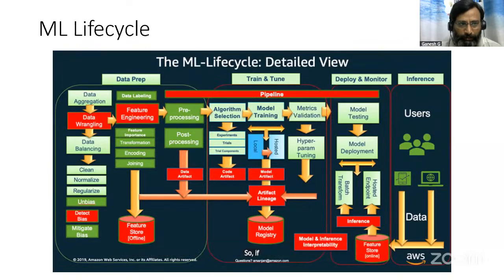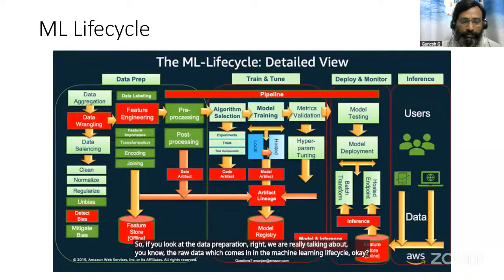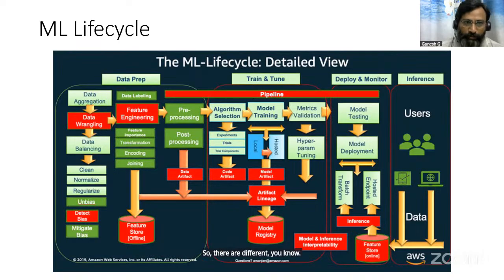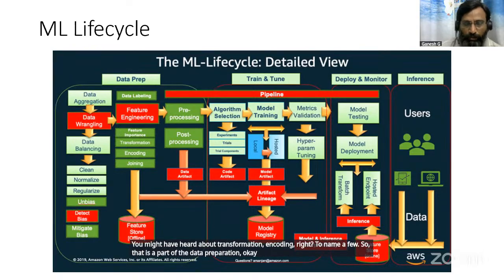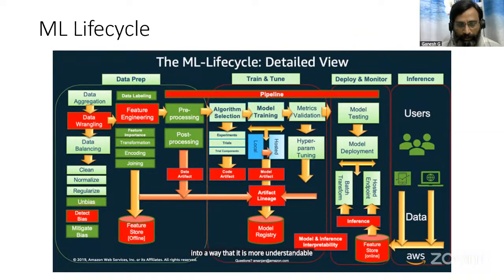If you look at data preparation, we are really talking about the raw data which comes into the machine learning lifecycle. Then what cleansing mechanisms you apply on the data, and what feature, labeling and tagging you apply on the data itself. There are different features supported within the learning itself. You might have heard about transformation and encoding, to name a few. So that is a part of data preparation: how exactly you are converting the raw data into a form that is more understandable in your lifecycle itself. Then you prepare, train and tune.